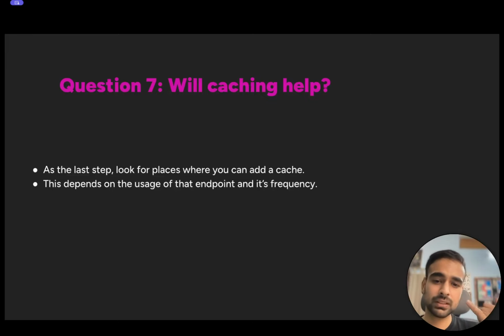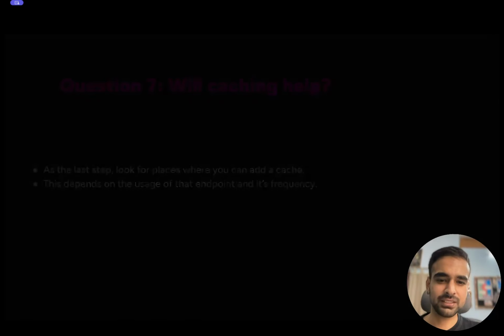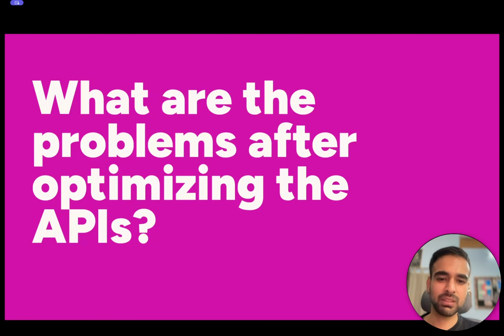This would depend on the kind of endpoint, the frequency at which the endpoint is being hit, and the use case of that endpoint. But this is something which you can keep in your mind and look into while optimizing the API. One of the questions to ask. I think I mostly covered all of those patterns.